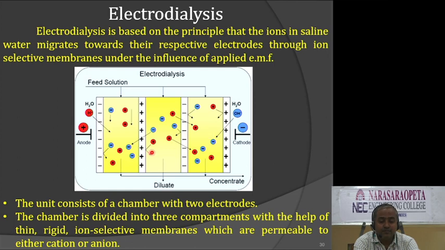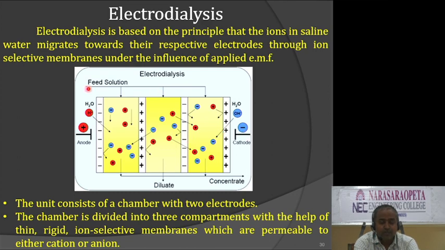See here, the electrodialysis chamber contains two electrodes. One is the anode and one is the cathode. The entire chamber is divided into three parts, Part 1, Part 2, Part 3, by using ion selective membranes.